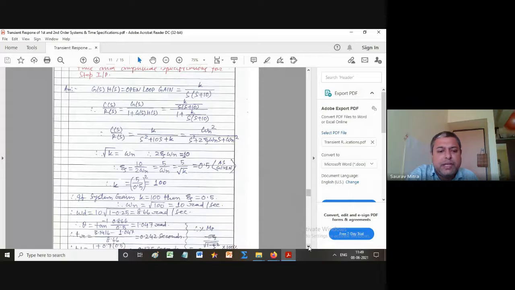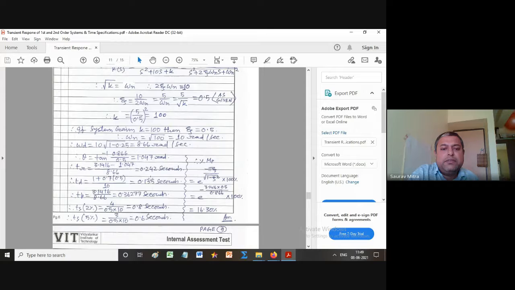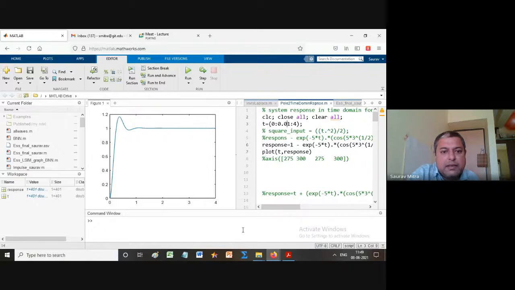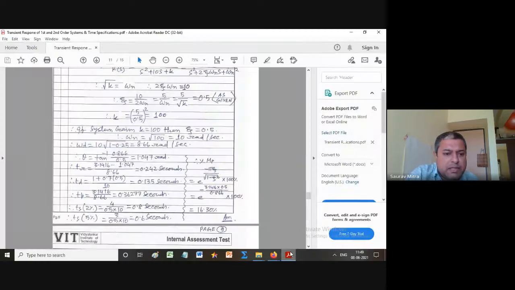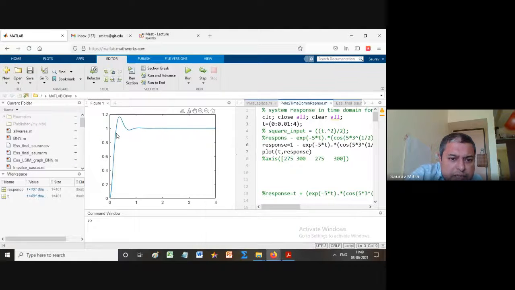For that we are plotting, and we found that delay time was 0.135. This is what I'm showing you now. If you see here, delay time is 0.135, the time by which it goes to 0.5. The rise time was around 0.242. I will check it. Rise time is 0.242. This rise time is the time by which it goes to amplitude 1.